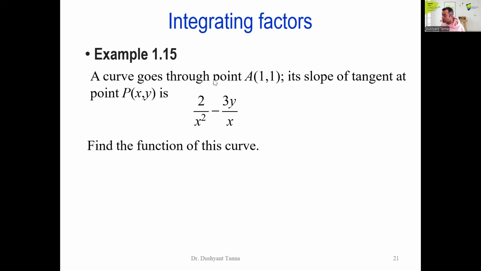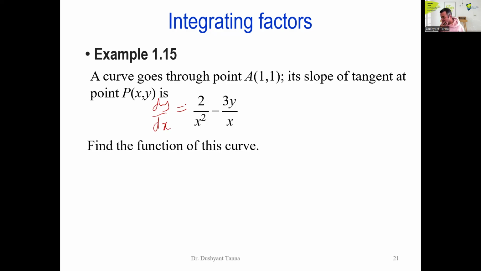A curve goes through a point (1, 1). Its slope of the tangent... Now, when you read this sentence, slope of the tangent, the instant thing in your mind should be, I'm talking about dy by dx. If that's not coming to you, even after a lot of practice, then you will always struggle, right? Slope of the tangent is dy by dx. So the question has indirectly given you dy by dx.